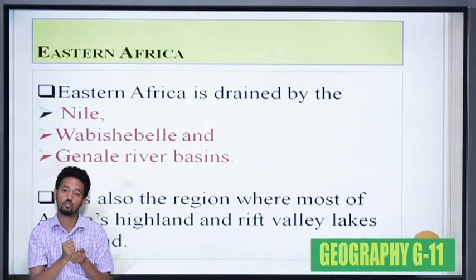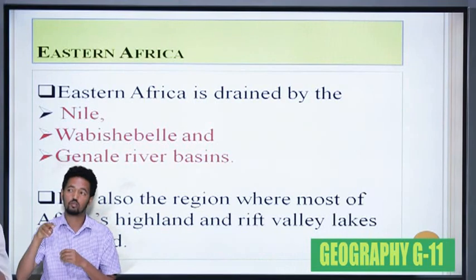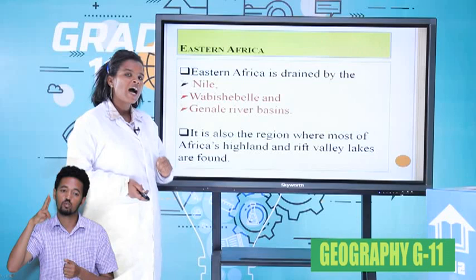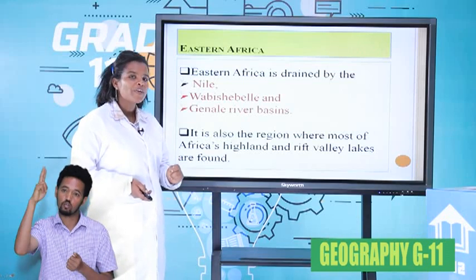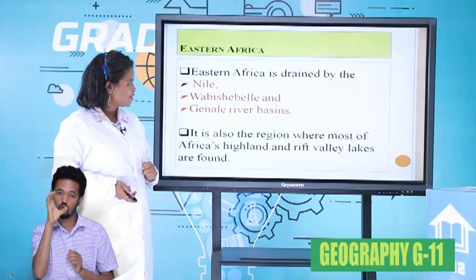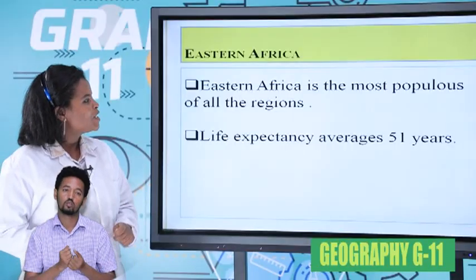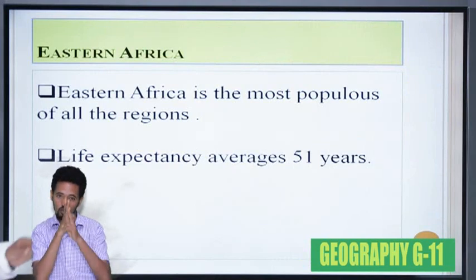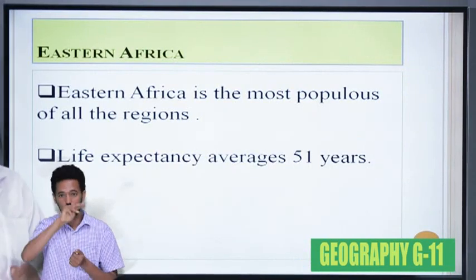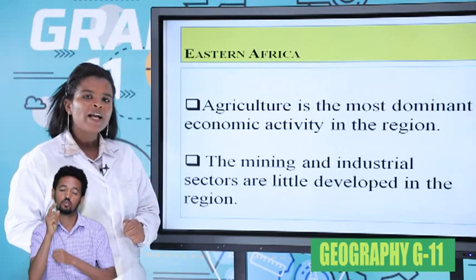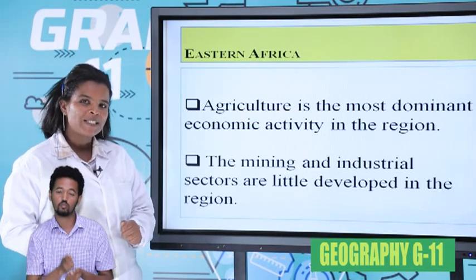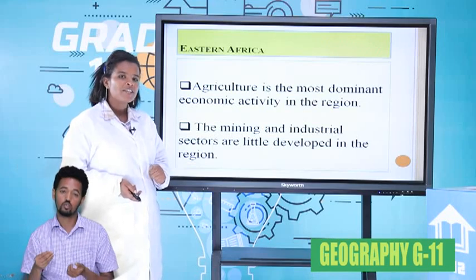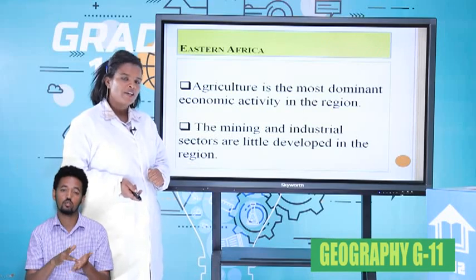East Africa is drained by the Nile River, the Wabi-Shebelle and Ganale basin. Most of the highland and lowland lakes of Africa are found in this region. East Africa is the most populous of all regions. Average life expectancy of East Africa is 51 years. The economic activity of East Africa is dominated by agriculture. Industry and mining sectors are little developed in this region.